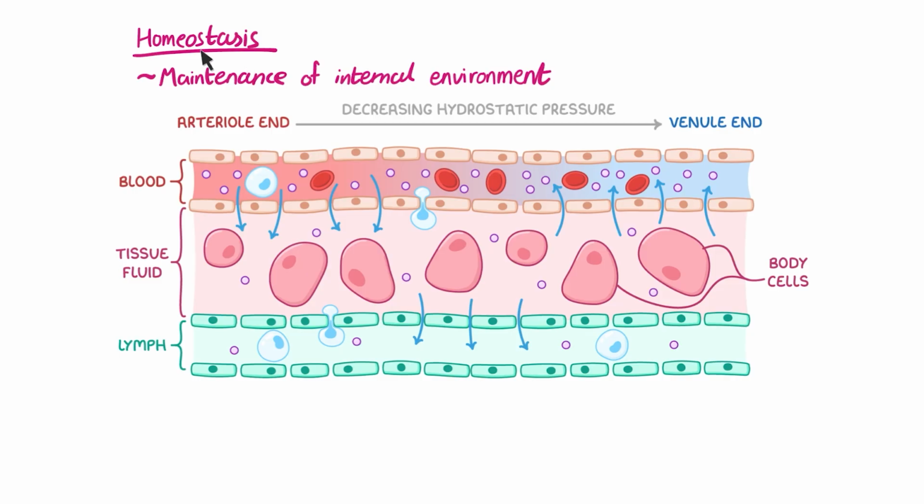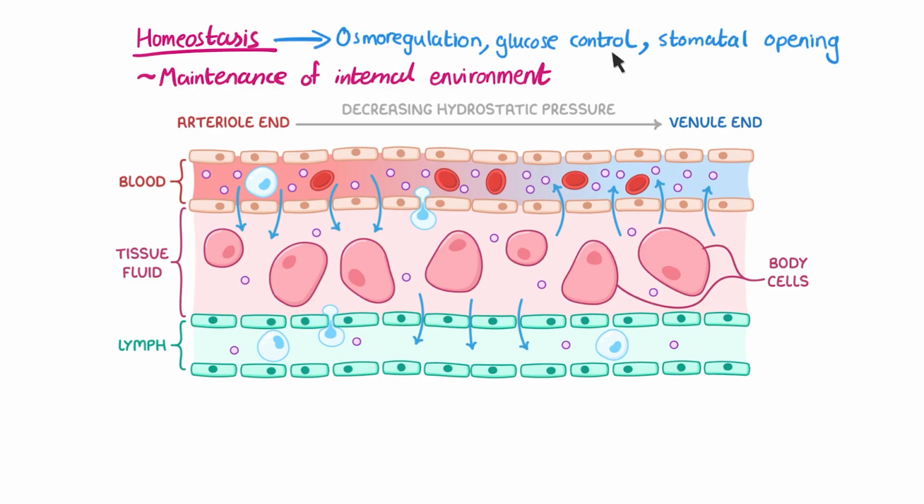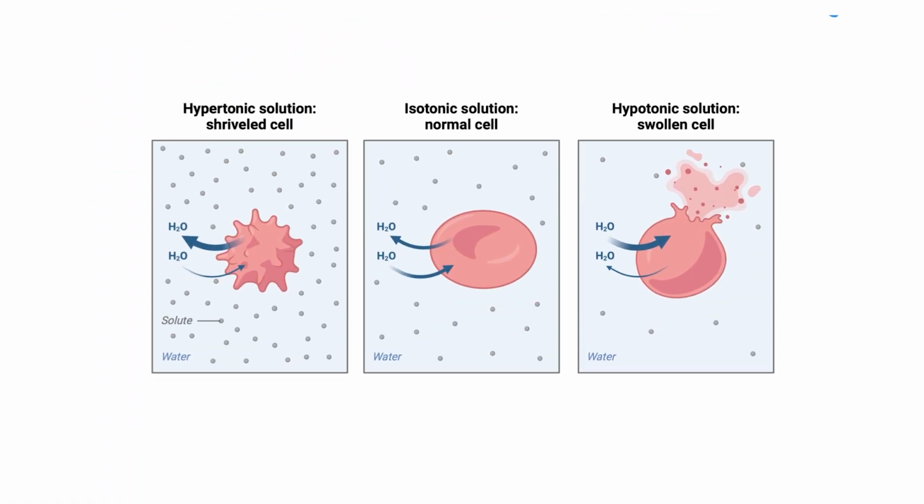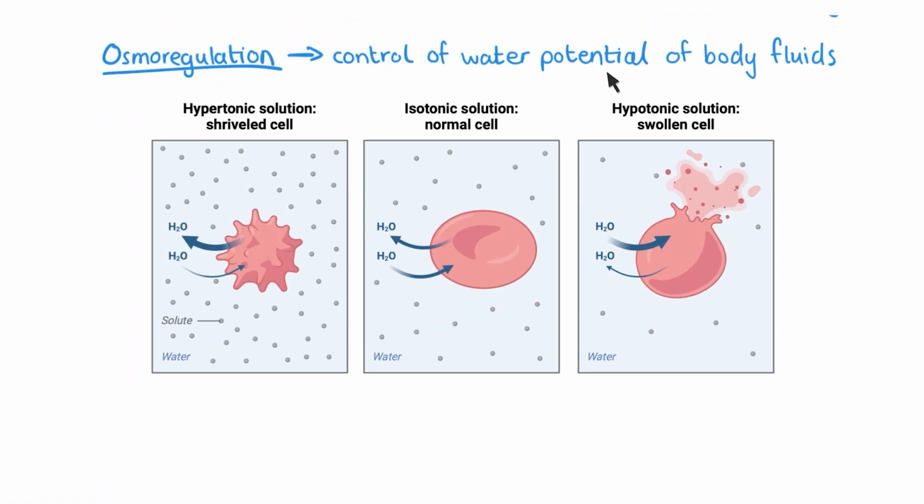However, the types of homeostasis that you specifically need to know in detail for your exam are going to be osmoregulation and glucose control for mammals, and the regulation of stomatal opening in plants. Osmoregulation, very basically, is the control of water potential of different body fluids, such as, for example, the water potential of the cytosol inside the cells, the water potential of the tissue fluids surrounding the cells, and of the blood plasma.